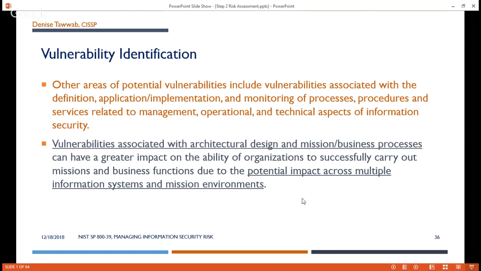Other areas of potential vulnerabilities include vulnerabilities associated with the definition, application implementation, and monitoring of processes, procedures, and services related to management, operational, and technical aspects of information security. Vulnerabilities that are associated with architectural design and business processes can have a greater impact on the ability of organizations to successfully carry out their mission due to the potential impact across multiple information systems and mission environments.